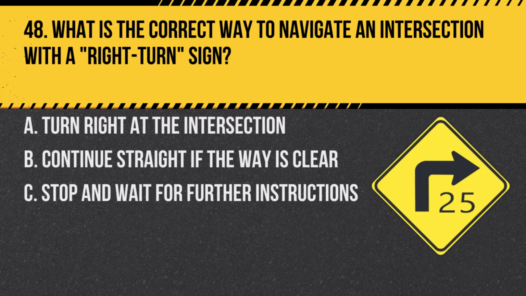Question 48. What is the correct way to navigate an intersection with a right turn sign? A. Turn right at the intersection. B. Continue straight if the way is clear. C. Stop and wait for further instructions. Answer: A. Turn right at the intersection. This sign typically mandates a right turn.